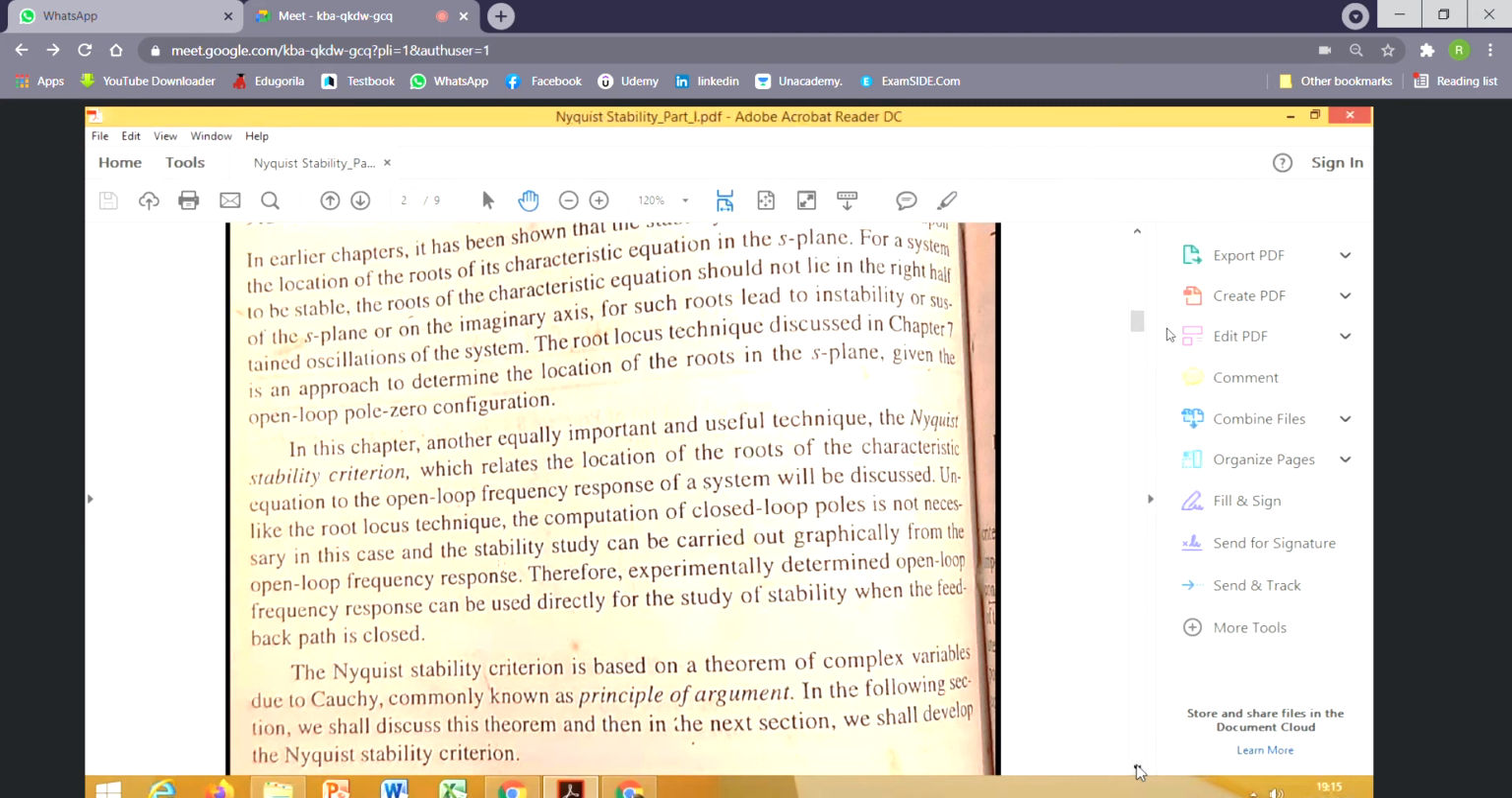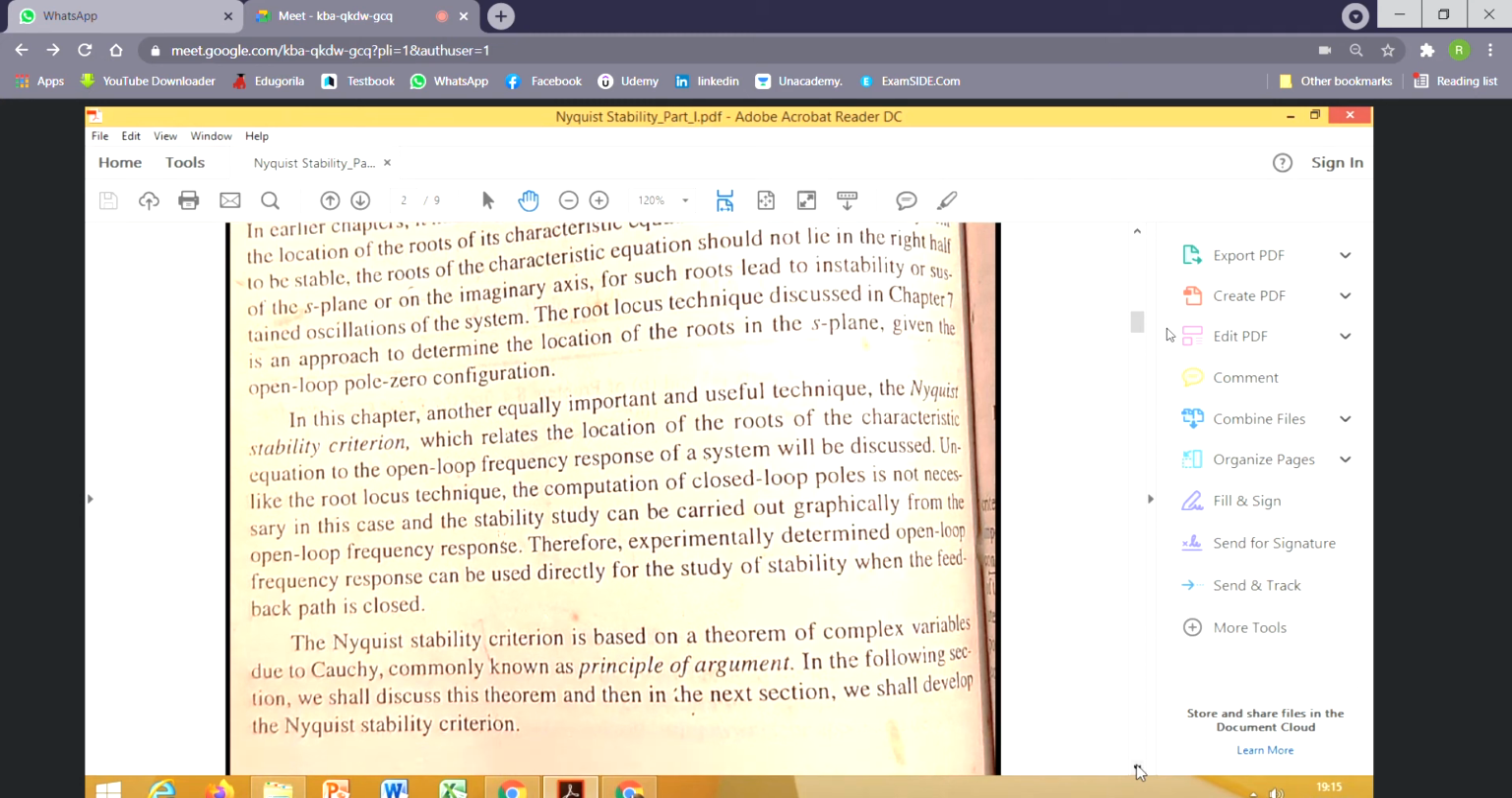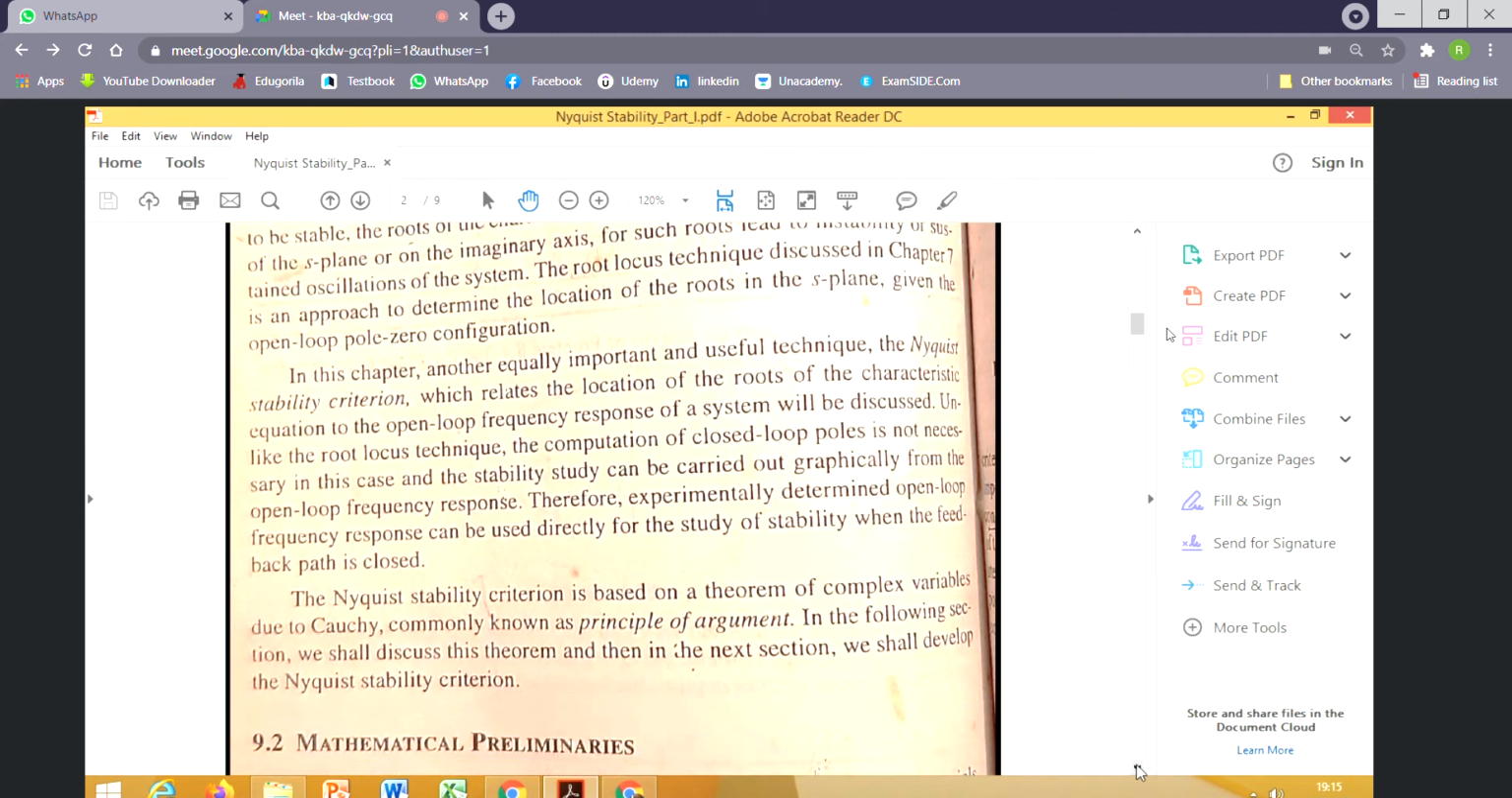So Nyquist stability criterion plays a key role in finding out the absolute stability of the system. That means whether the system is stable or not, a yes or no criterion. And in contrast to Routh's stability criterion, Nyquist stability criterion is also very useful for ascertaining the relative stability of the system. So it's a very, very powerful technique for judging the absolute and relative stability of a system.